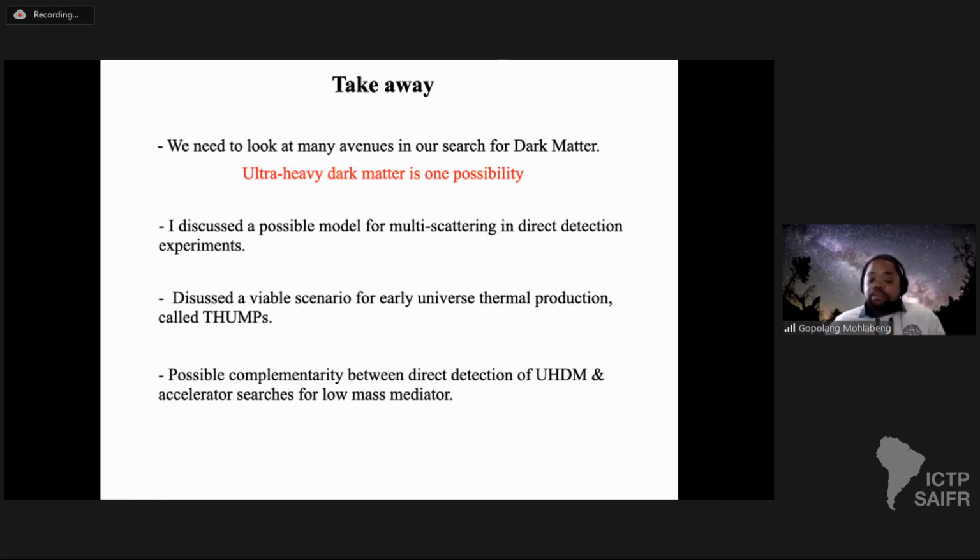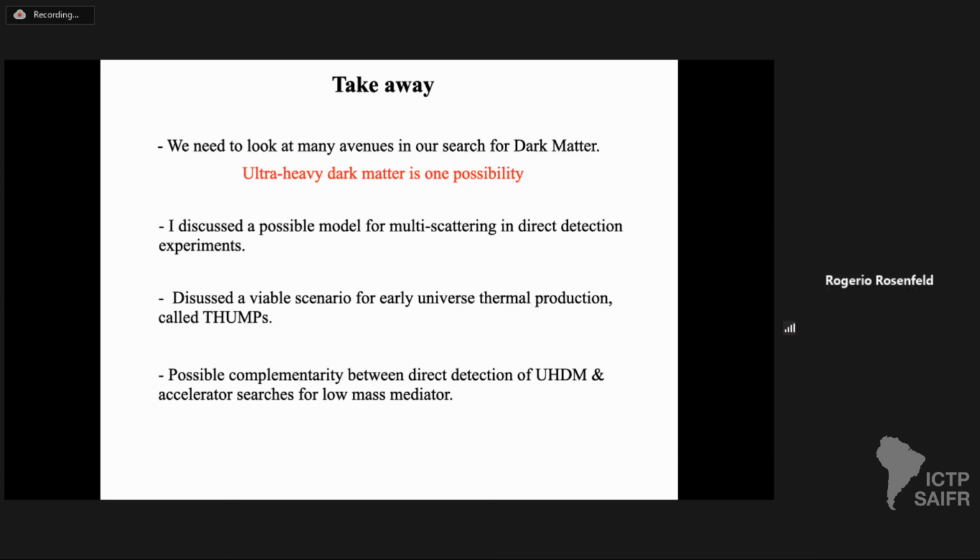Here I discussed two possible models for detecting this kind of dark matter: one where we have a possible multi-scattering signal in direct detection experiments, and one of how to produce these particles in the early universe. And again, this gives us some possible complementarity between the super heavy, ultra heavy dark matter searches and low energy experiments. And with that, I say thank you.